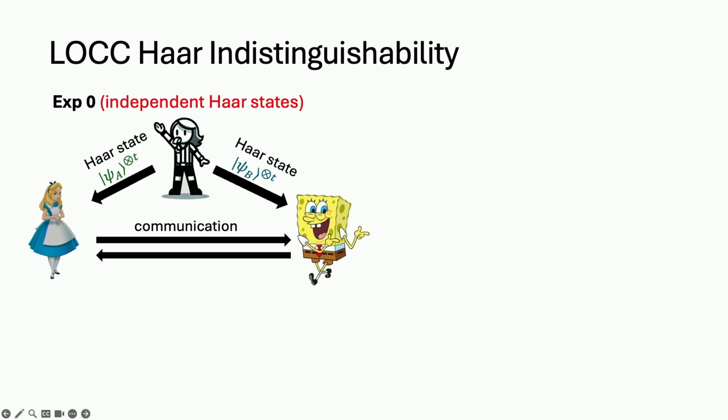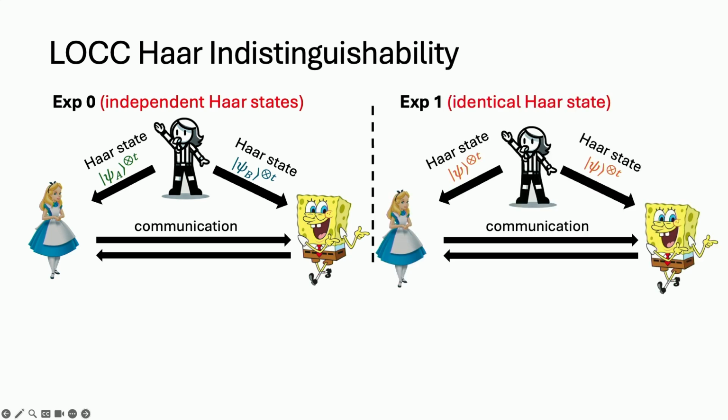So let's consider the following two experiments. In the first one, the referee in the middle will send T copies of a Haar state psi A to Alice and T copies of another Haar state psi B to Bob. Alice and Bob can communicate arbitrarily. In the second experiment, the referee will instead send T copies of the same Haar state to Alice and Bob.